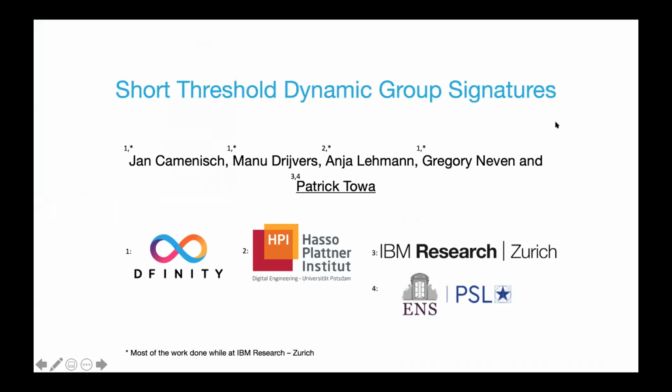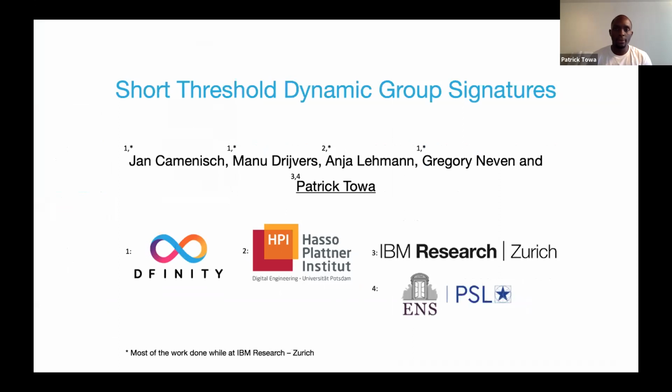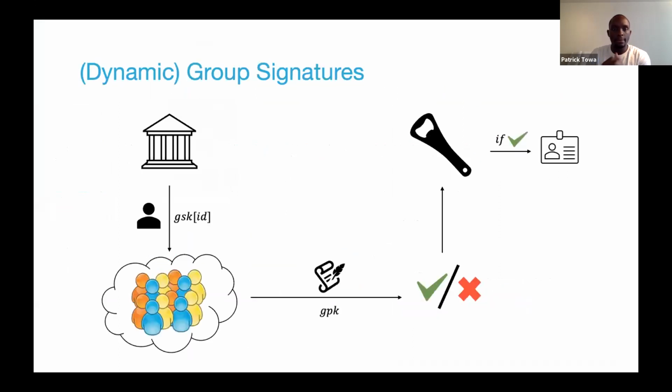Please go on. Okay, so this presentation is on short threshold dynamic group signatures. It's based on joint work with Jan Camenisch, Manu Drijvers, Anja Lehmann, and Gregory Neven. So just a small reminder: dynamic group signatures are really fundamental in cryptography, as it's a primitive which allows members of a user group to anonymously sign on behalf of the group after being added by an issuer. This means that anybody can verify that a signature was computed by a group member, but only a dedicated authority called the opener can infer any information about a signer.